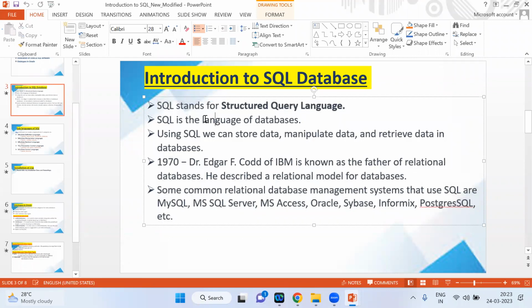Okay. So, SQL. SQL stands for Structured Query Language. SQL's full form is Structured Query Language. SQL is the language of databases. So what is the meaning of database? I'll show you the database.